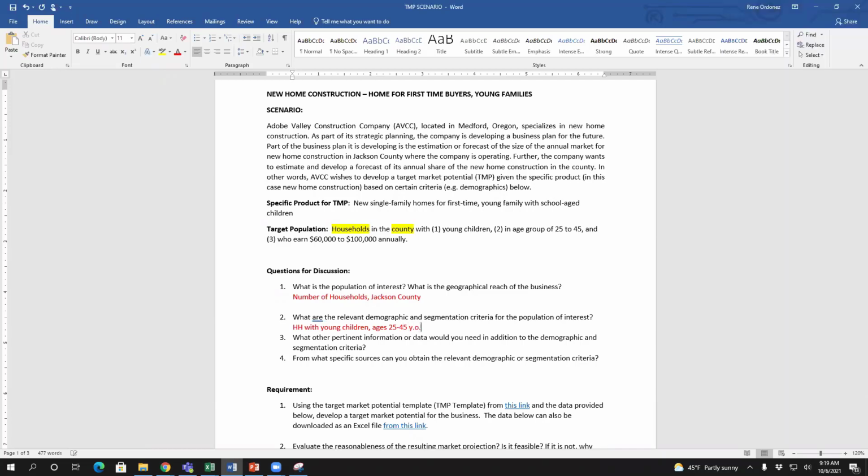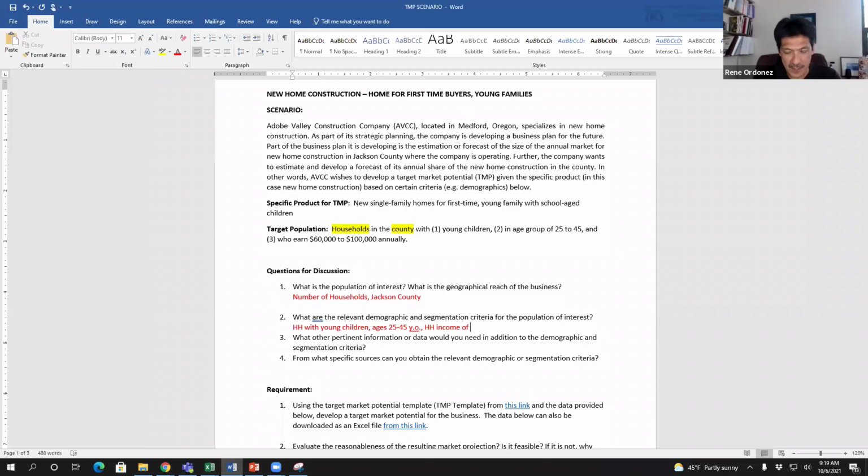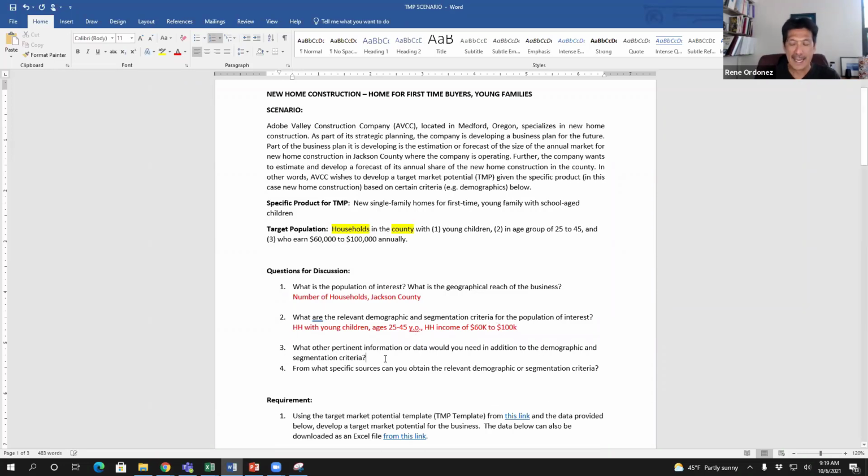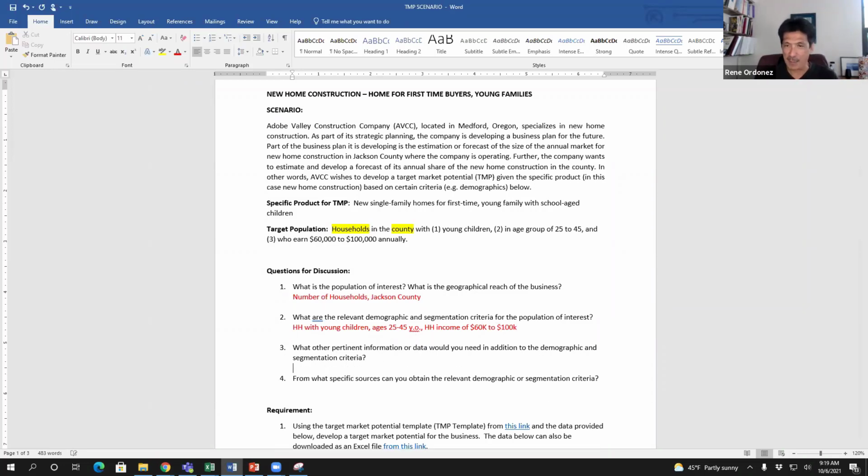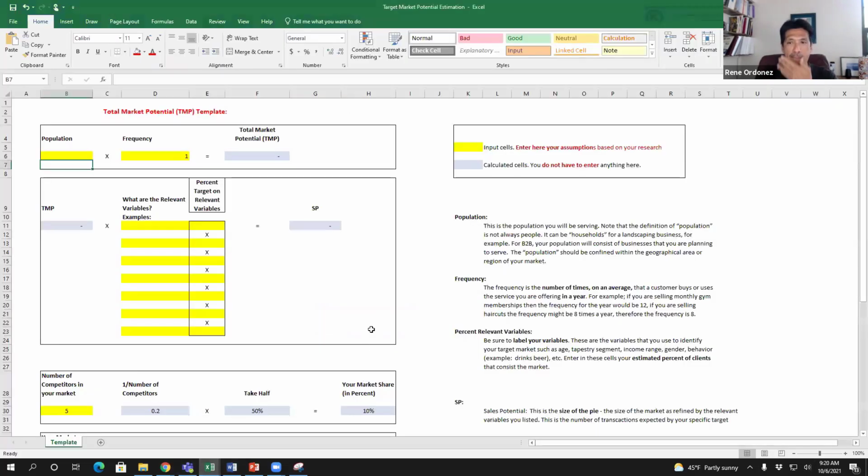Yeah, and who earn 60 to 100,000. Household income of 60,000 to 100K. Okay, now this is something that is not mentioned in the scenario. What other pertinent information or data would you need, in addition to the demographic and segmentation criteria, that will allow you to complete this template?